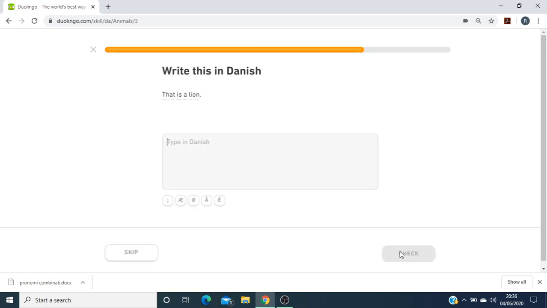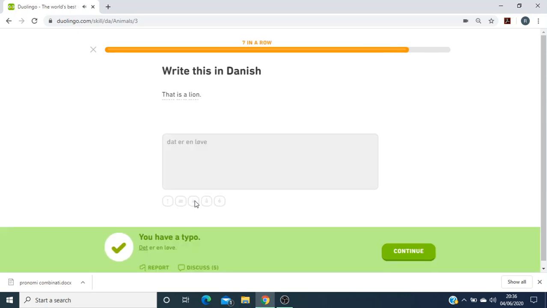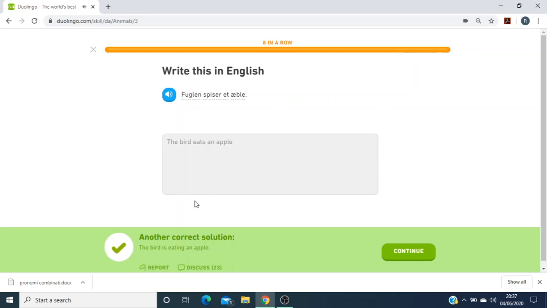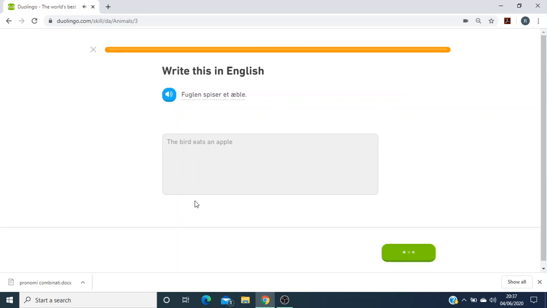That is a lion. I think it's det er. Det er en løve. Fuglen spiser et æble. One thing I do like about it, it still marks you right even if you put a wee typo in. Well, most of the time. So the bird eats an apple. Or the bird is eating an apple. There we go.